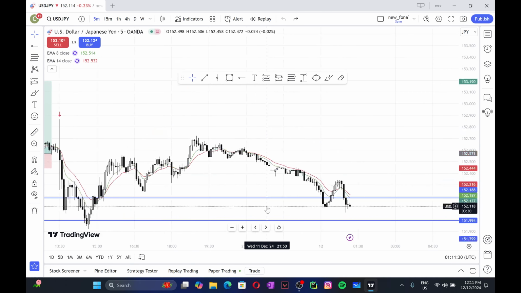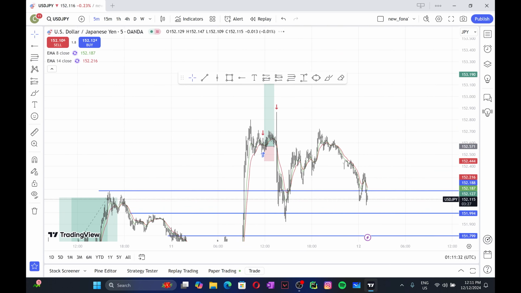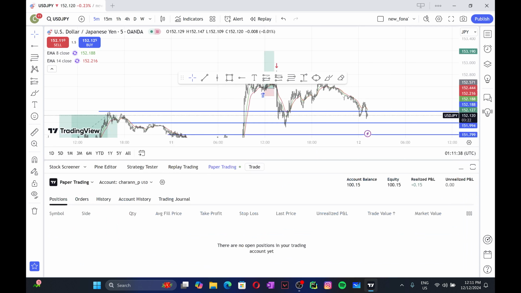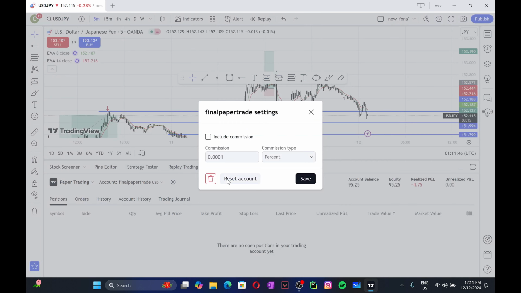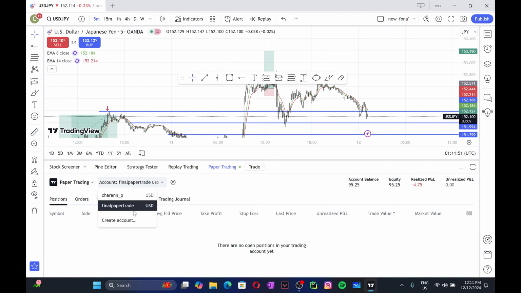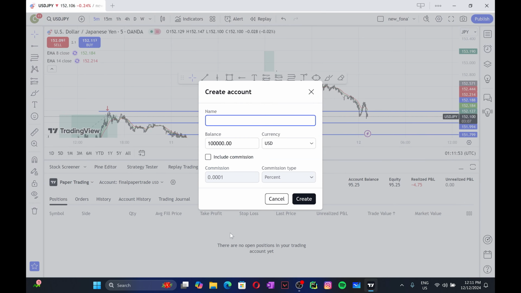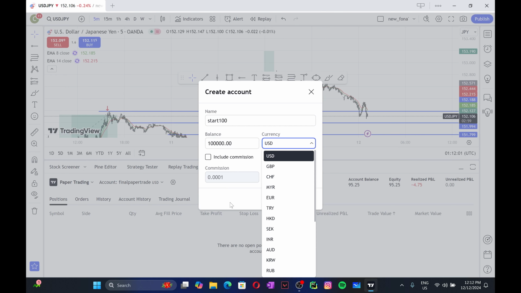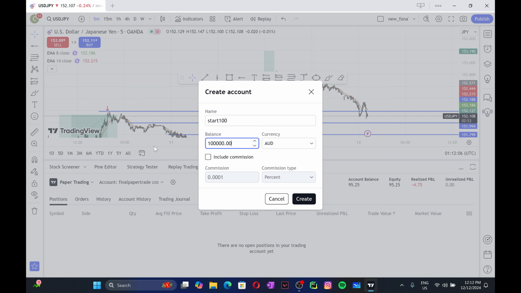Okay, so what are we gonna do today? First thing I want to do is create a new trading panel. You see this got 100.15, and this over here has the final paper trade. So I'm gonna reset this account, or you know what, I'll just make a new one. So create an account, start from $100. I don't know why, but AUD is currently unavailable. Oh wait, it is available. So AUD, and I'm gonna keep it at 100.